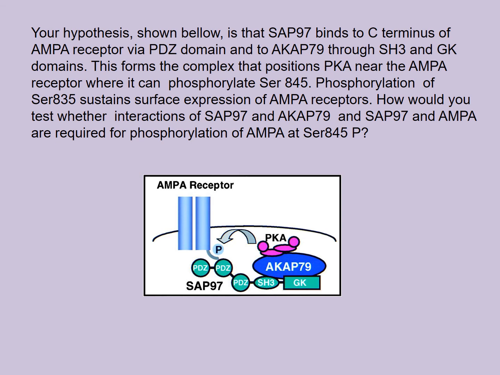Now, how would you test whether the interactions of SAP97 and AKAP79 and, on the other hand, SAP97 and the AMPA receptor are required for phosphorylation of AMPA here at A45? So I want you to think about the experiment that you would do.